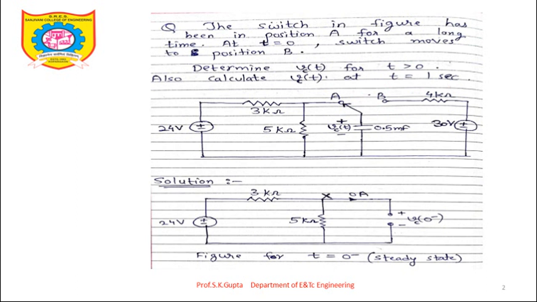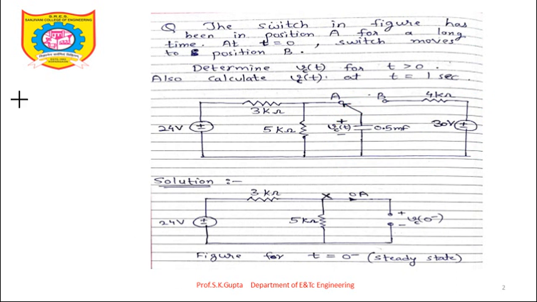Now, observation: previously it is connected to the source, and after switching to position B, it is also connected to the voltage source. That means it is not a source-free circuit. It is a circuit with independent sources present in the network after switching also. So we should use that formula.